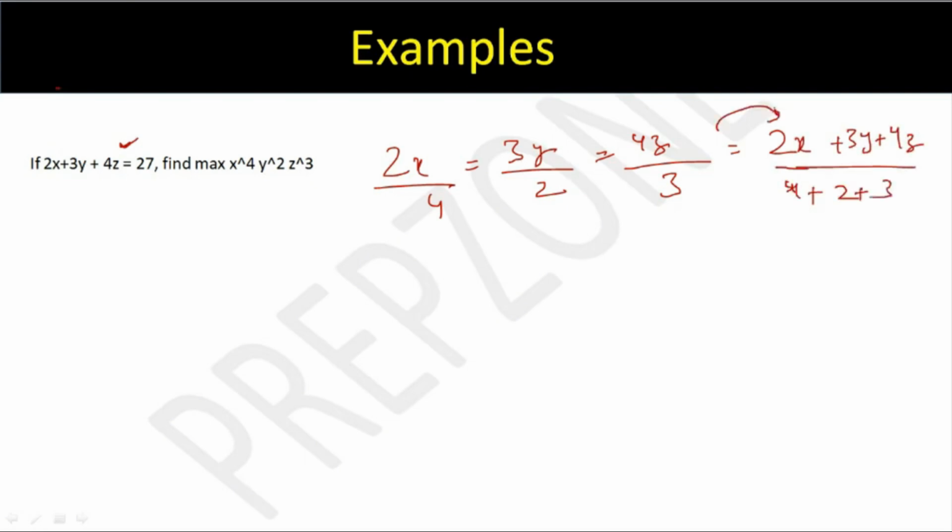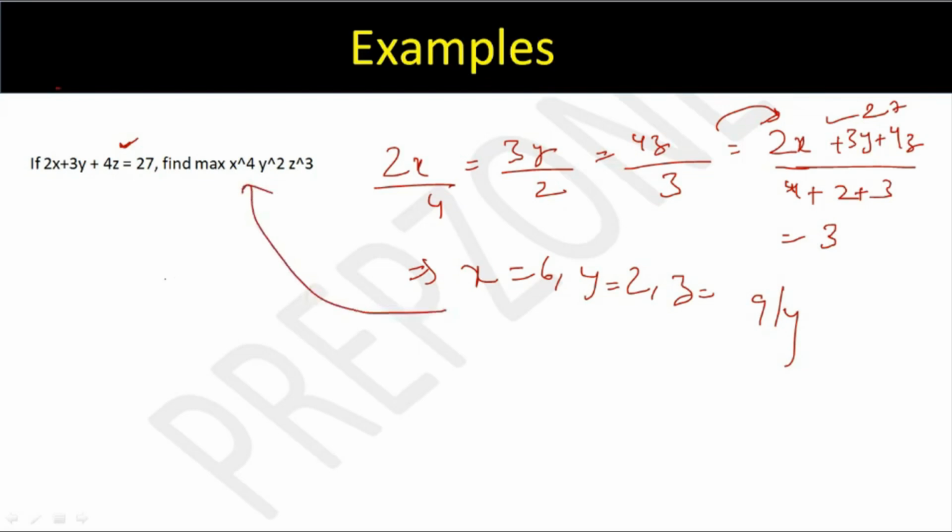Which rule is this? Componendo and dividendo? Yes. Now, this is already given 27. This is 9. So this is 3. Will that not fasten the speed? Yes. So x is what? 6. Y is what? 2. Z is what? 9 by 4. Put the values. You'll get 3 to the power 10 as your answer.